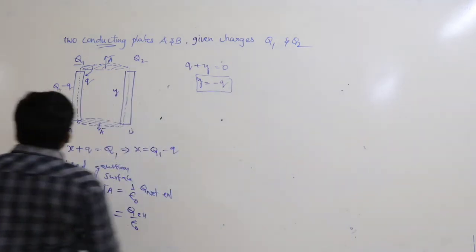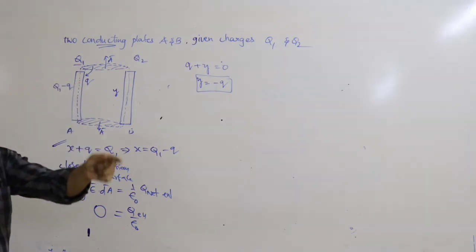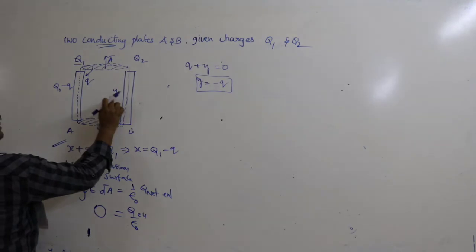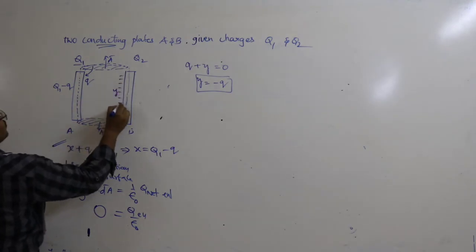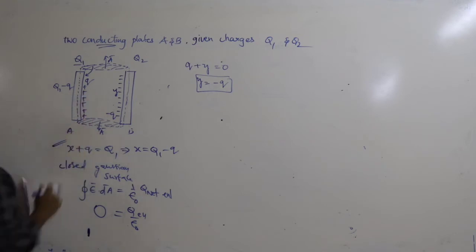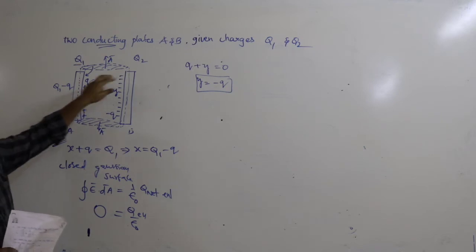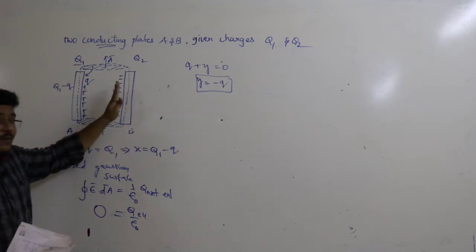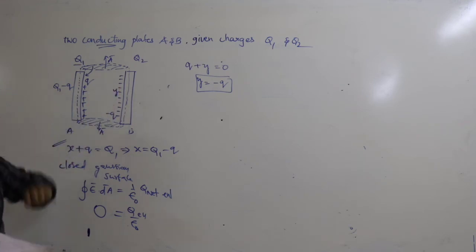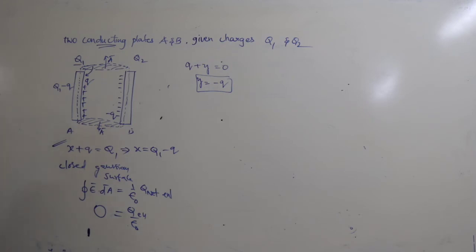So hence I can say that if the inner surface of the first plate has charge q, automatically this y will be minus q. If it is plus q on this side, what we are getting is that the inner surface of the other plate must be minus q. Okay? Right. So we have explained this by taking a Gaussian surface inside the conducting sheets.